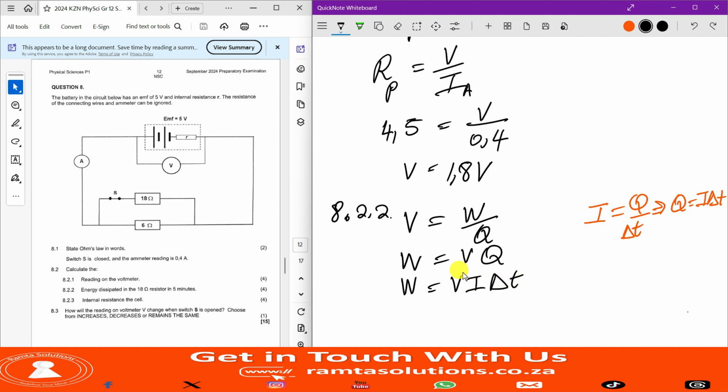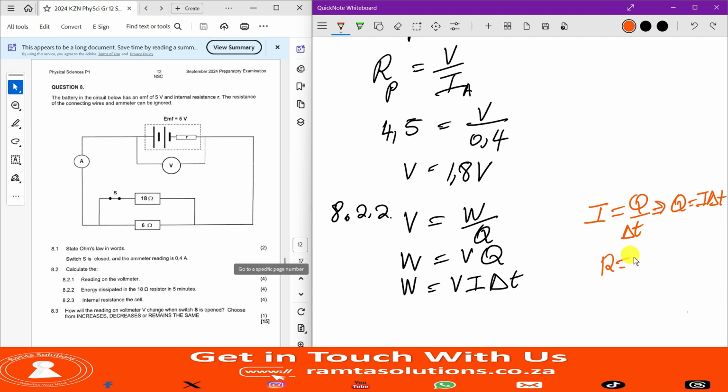But they said we need to calculate the energy dissipated in the 18 ohm resistor in 5 minutes. Do we know the current flowing in the 18 ohm resistor? We do not know it. We know the voltage and we know the resistance. We do not know the current. So let's try to replace this current with resistance and voltage.